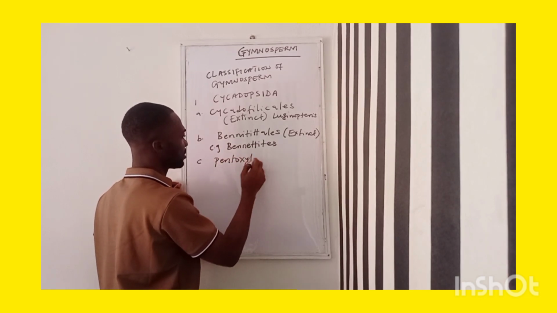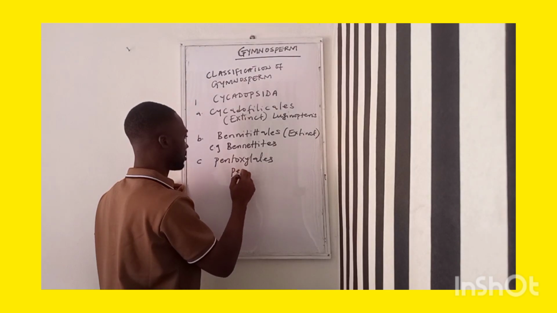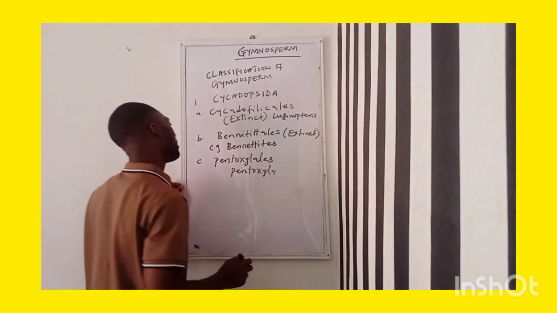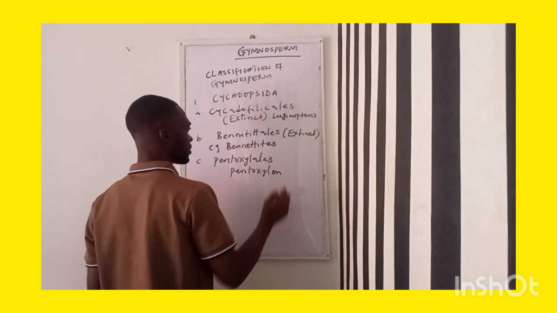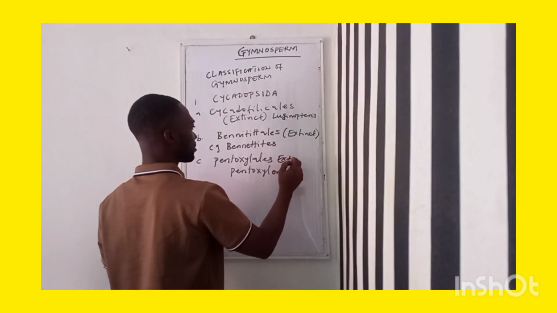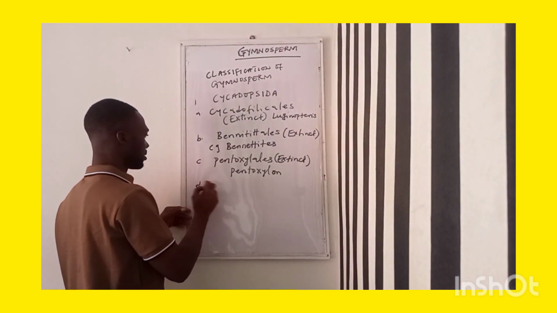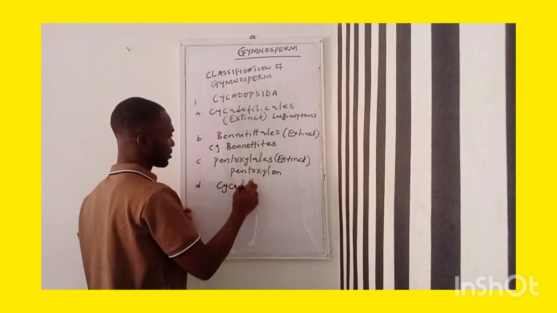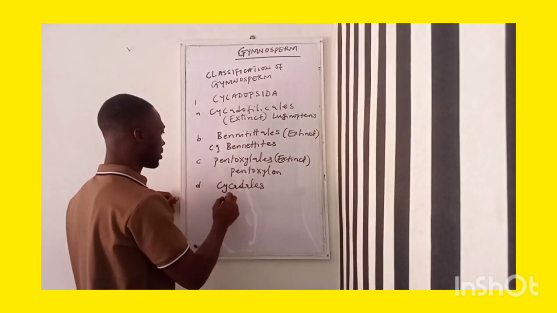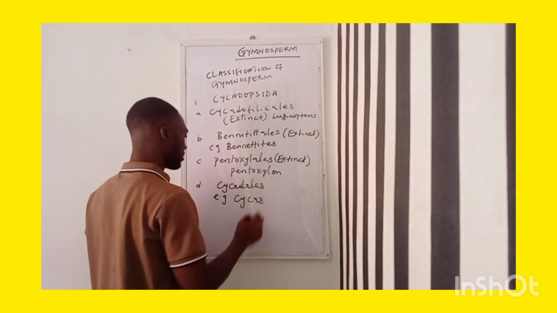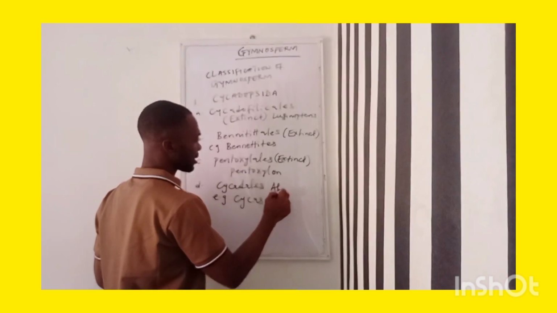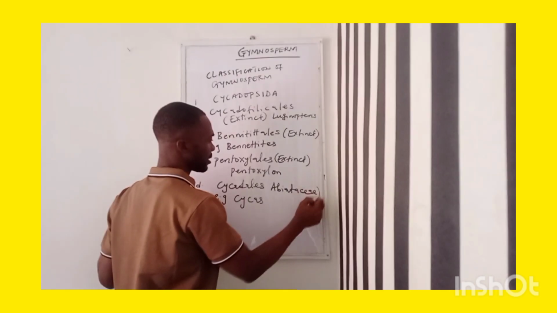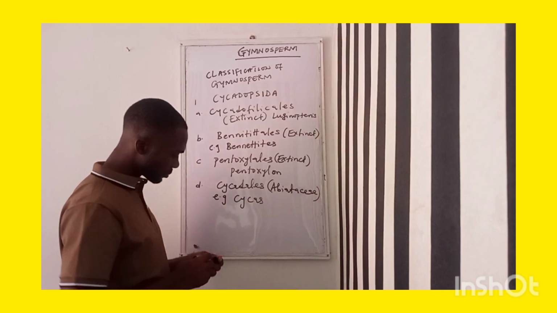The C is Pentozylon, just to be sure of the spelling. This is also extant. Then I have the Cycadeus. Example is Cycas, and it has a family, the largest family, that is called the Abietaceae. So this is a classification of gymnosperm.